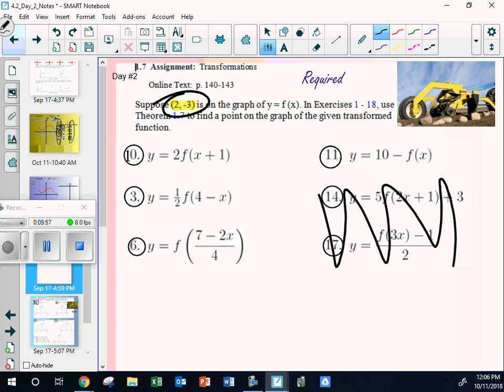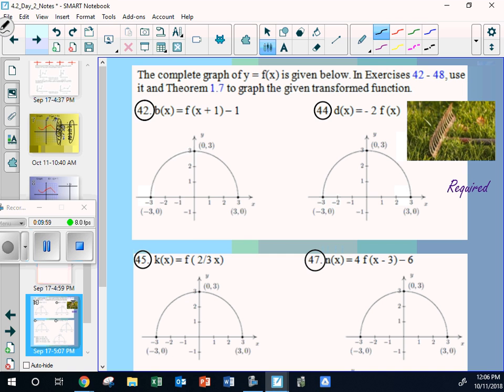14 and 17, you may toss. Moving on. We're going to skip number 45. 45.